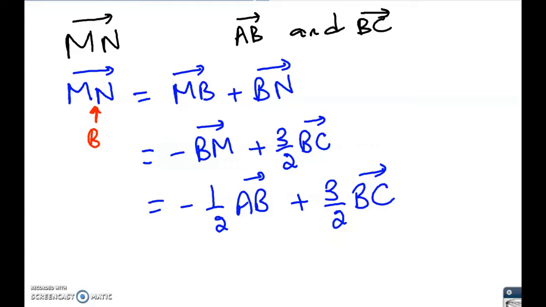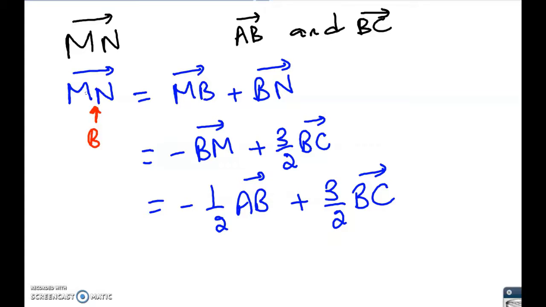For example, let's say someone did not pay attention that we found BM in part B and he was just looking at the given in part A. He could have thought of inserting letter A here. For example, we get MA plus AN. MA, we know it in terms of AB because we know AM from the given, but we remain with AN.